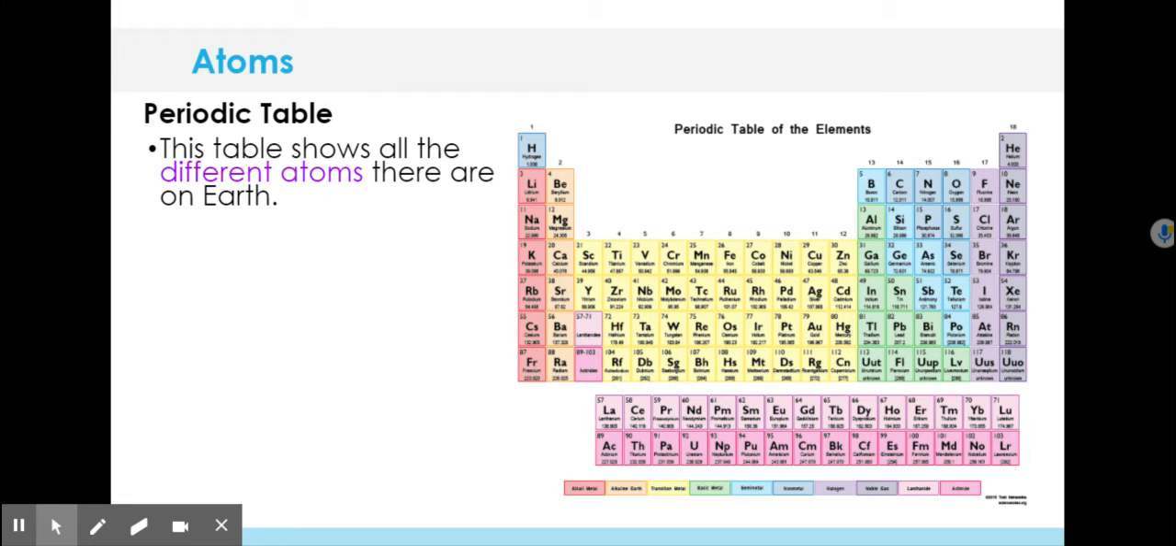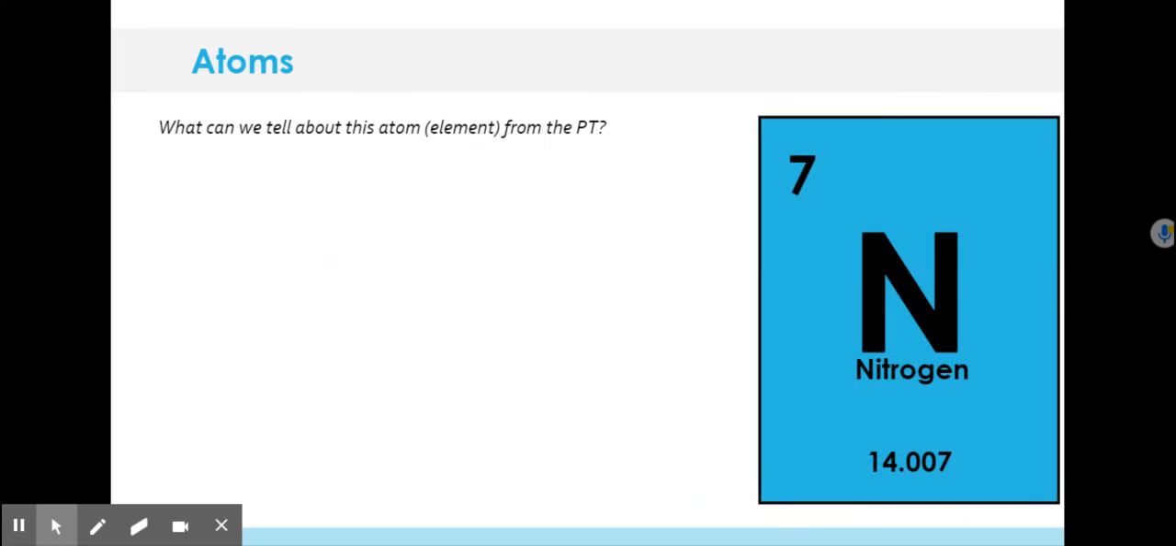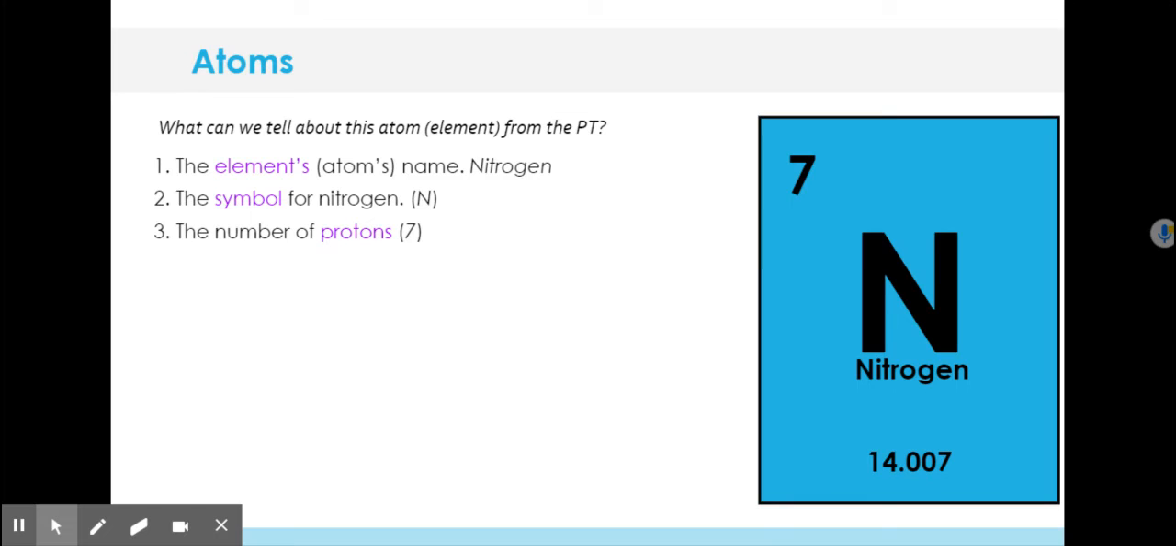This table shows all the different atoms that there are on Earth in the periodic table. Remember, an atom is the basic unit of a chemical element. What can you tell from an atom or element from the periodic table? We can tell the element or atom's name. This one is nitrogen. We can tell the symbol. Symbol's N. We can see the number of protons. That's the atomic number. That's going to be 7 right here.